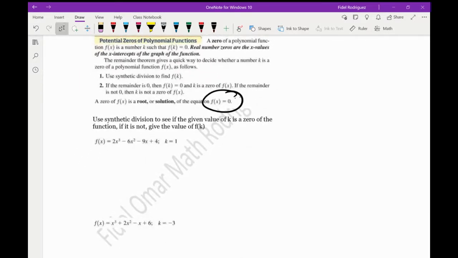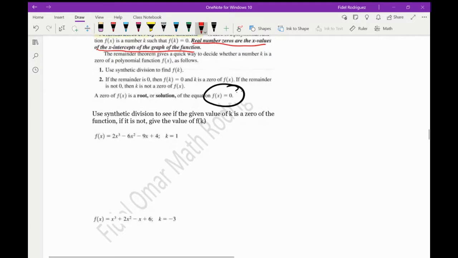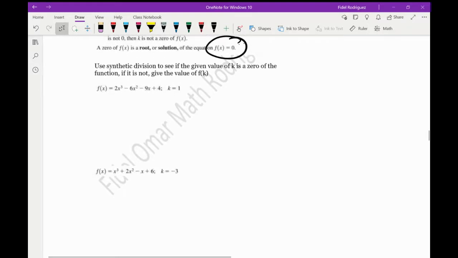So it says a 0 of the function f of x is a number k such that f of x equals 0. And it tells me right here, this is important. Real zeros are the x values of the x-intercepts of the graph of the function. Okay, so all we're going to do here, we're going to use synthetic division. I'm going to go ahead and do both these problems, y'all, because they're pretty fast.